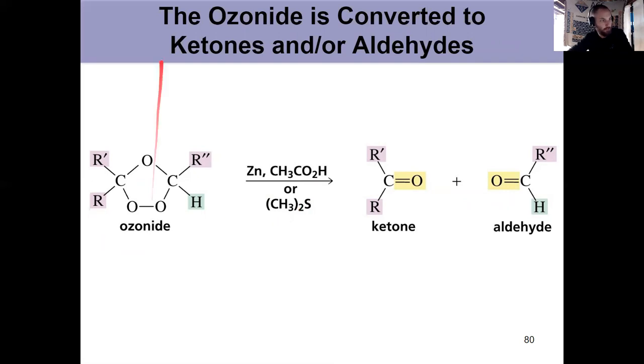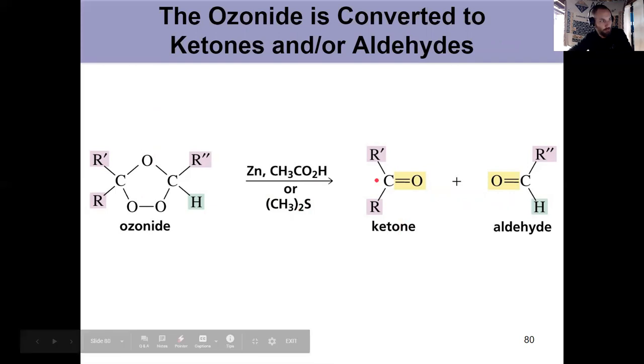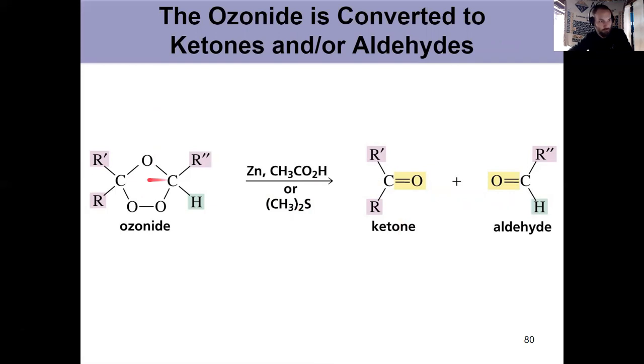It cleaves everything in the middle here, produces C double bond O's in the middle there. That's a new functional group. We've seen it in the past. We haven't talked about them extensively. If you have an alkyl group on each side, it's called a ketone. If you have an alkyl group and a hydrogen, it's called an aldehyde.